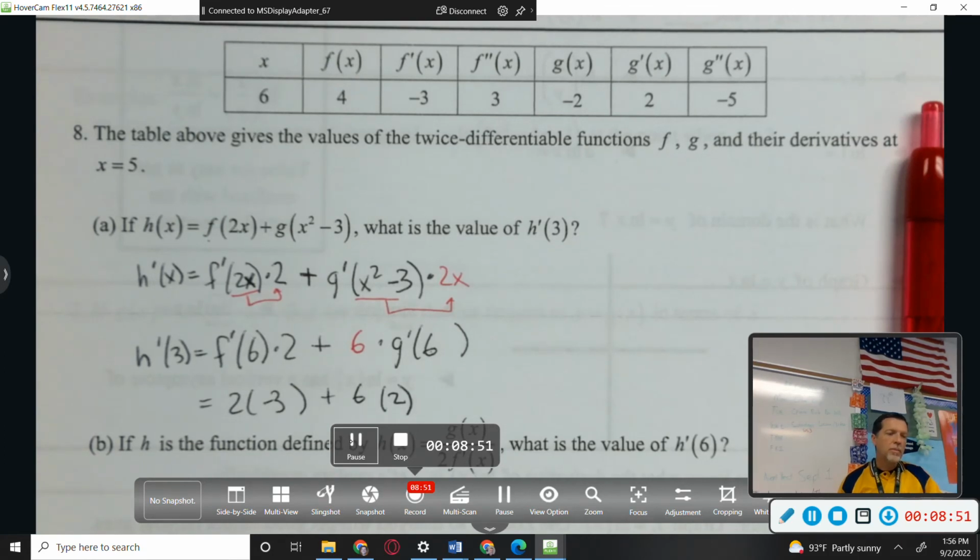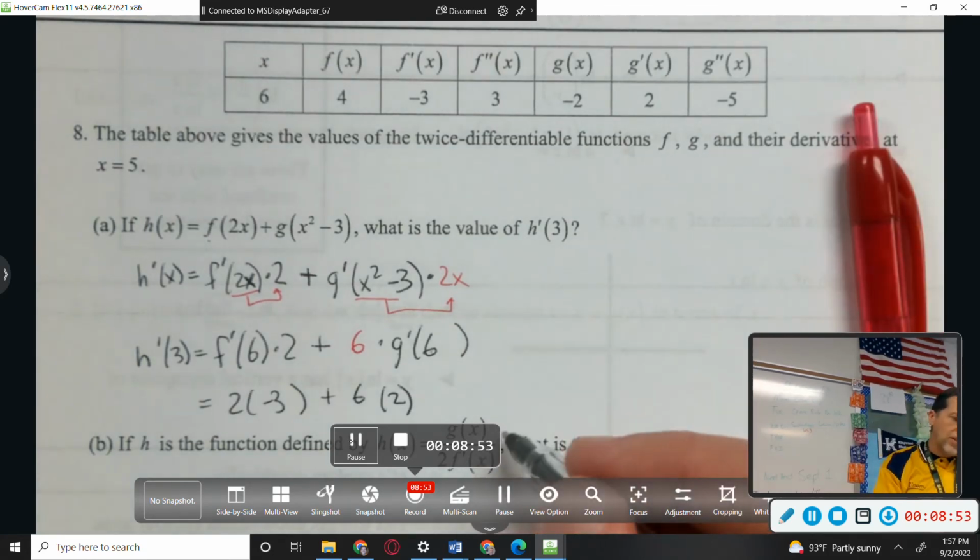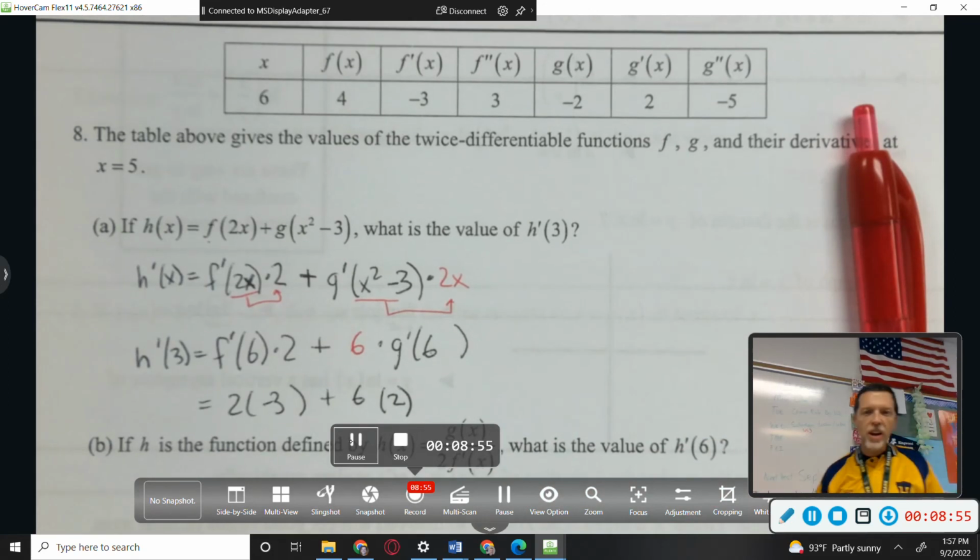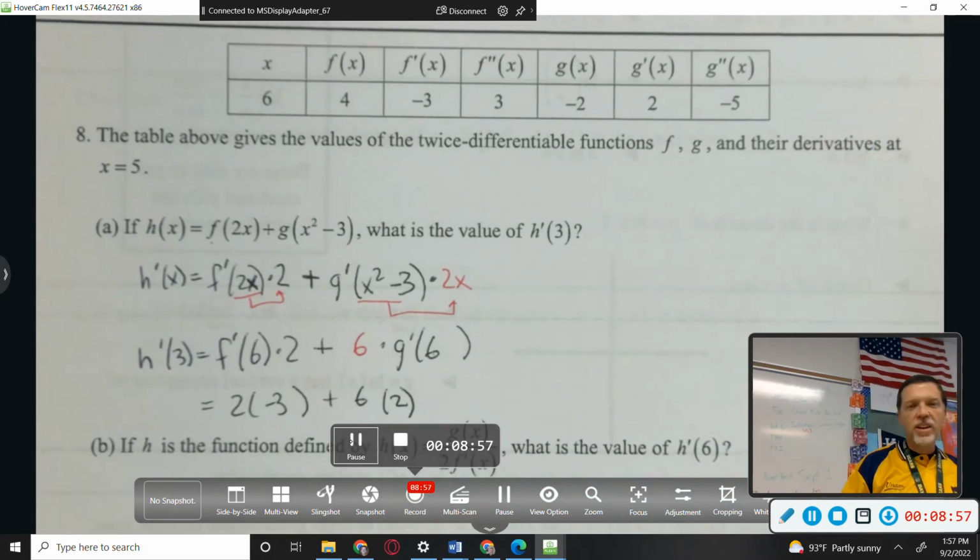Okay, we'll stop there. I mean, you can see what's coming. They're all either quotient, chain, or product, or some combination thereof. Again, nothing new, just all stuff we've done.